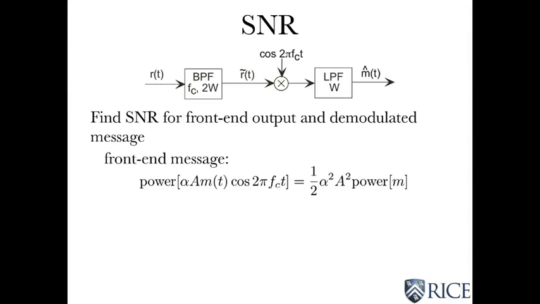So this is just x of t times the amplitude that we used, and this is the attenuation introduced by the channel, and this is the power in this. And it turns out that power, that 1/2, comes from the cosine, basically, because the power in a cosine is half. And if you work it all out, you easily decide that this is the power in the message.